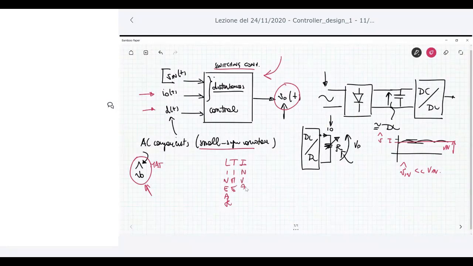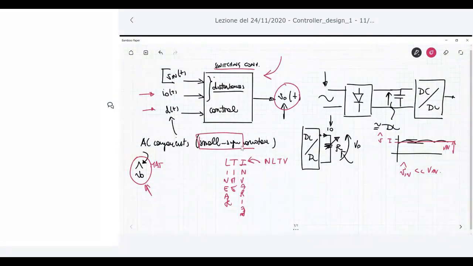But our circuit is non-linear and time variant. I don't know if this acronym exists, non-linear and time variant, but now we have this space. I have to pass from non-linear time variant to linear time invariant in order to have this description in terms of small signal variation.